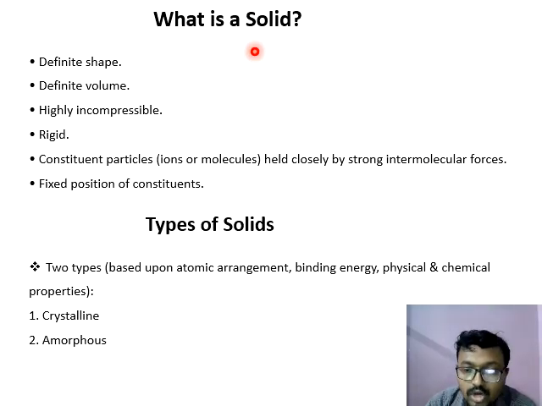So what is solid? Solid means it will have definite shape, definite volume. It will be highly incompressible. It will be rigid, and it has particles or molecules or atoms or ions present in that solid. They will be closely connected with each other by a strong intermolecular force, and the position of those constituents will be fixed. Now, there are two types of solid. One is crystalline solid, another one is amorphous solid.